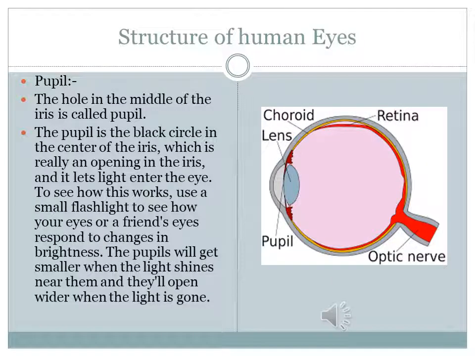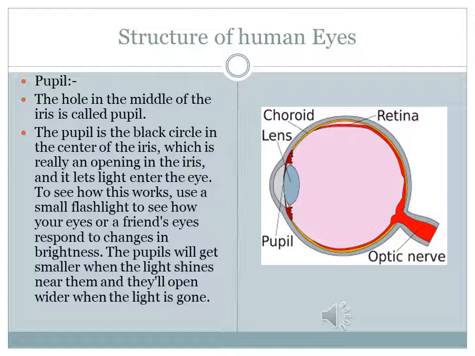Pupil. The hole in the middle of the iris is called the pupil. Its size is controlled with the help of the iris. It controls the amount of light that enters the eye. The pupil is the black circle in the center of the iris, which is really an opening in the iris, and it lets light enter the eye.